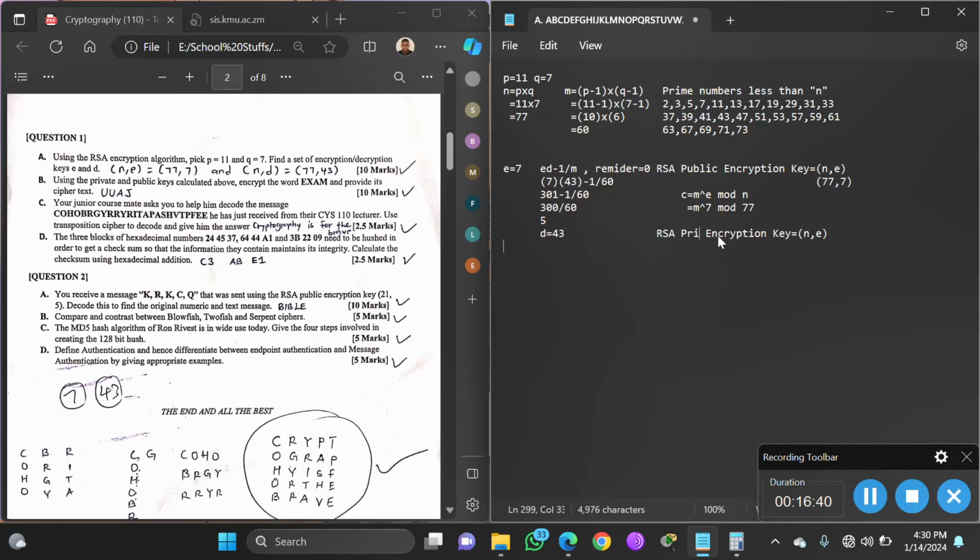Okay, so now let us come up with the RSA private decryption key. It's denoted by N comma D because now we are decrypting.